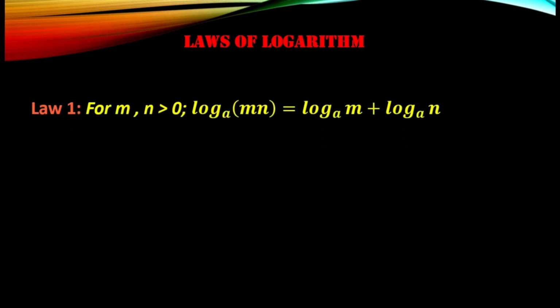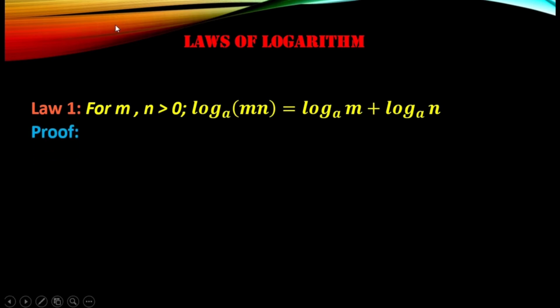So let us start with the first law of logarithm, which states that for two variables m, n greater than 0, means that there are two variables m, n. M and n can be any two variables, suppose 1 and 2, 2 and 3, 4 and 5, and so on, which should be greater than 0. Then log of mn to the base a equals log of m to the base a plus log of n to the base a. This is the first law. Let us now prove the first law.